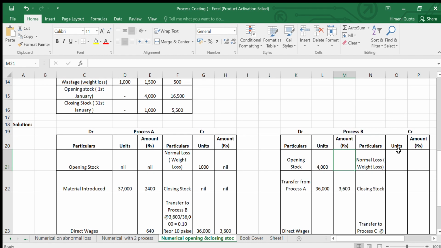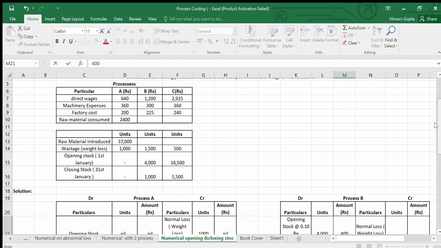Now in process B, opening stock is given. Do remember, whenever there is opening stock in process B, it must have gone through process A. That means it has completed process A, and only then has it come to process B. So I can say whatever will be the value of stock in process A, that will be the value of opening stock in process B. So your opening stock will also be at the rate of 0.10 rupee. Now if we calculate it, it comes to be 400.